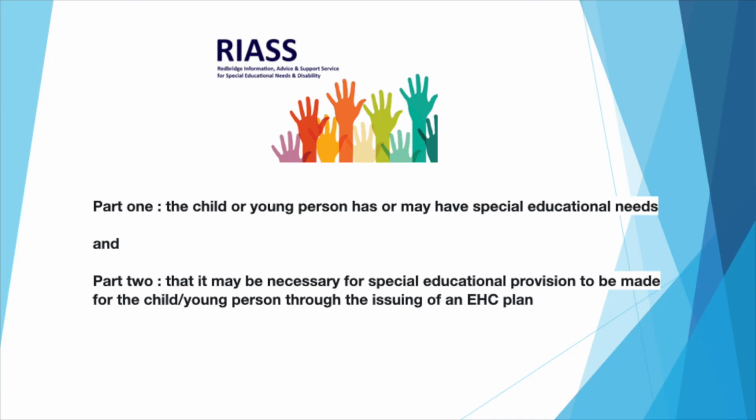Once the local authority has received the needs assessment request and all the information and reports, they must apply the legal test when considering a request. This test is contained in section 36 of the Children and Families Act 2014. The legal test has two parts, and the request must fulfil both parts for the agreement of the needs assessment to take place. Part 1 is, does the child or young person have, or may they have, special educational needs?